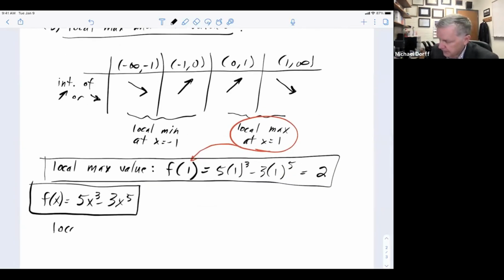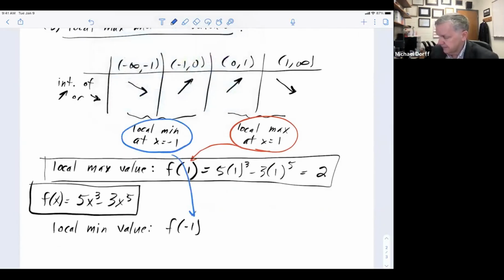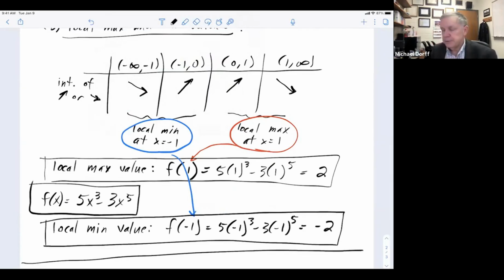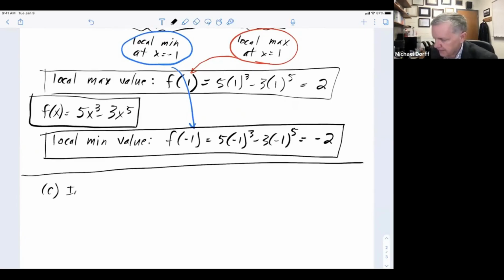The local min is going to be at x equals -1. And again, I get that -1 because I take my local min value there and I plug it into the function. When I do that, I have 5 times -1 cubed minus 3 times -1 to the 5th, and that's going to give me -2. So I have a local min value of -2. Make sure you see the difference between the local min at x equals -1 and the local min value of -2.